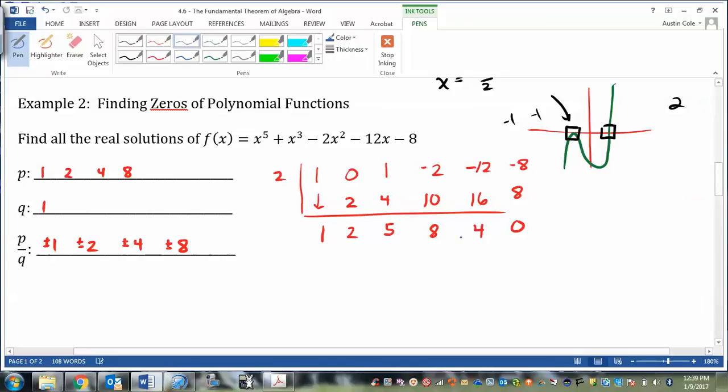So again, this is 1x to the 4th plus 2x cubed plus 5x squared plus 8x plus 4. I'm not factoring that. Let's do another one. I'm going to use -1 this time.